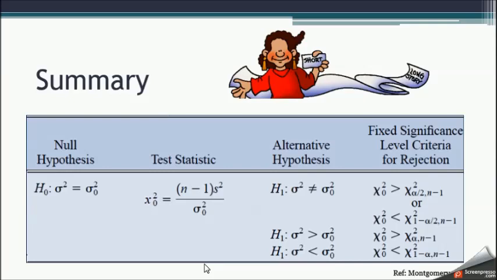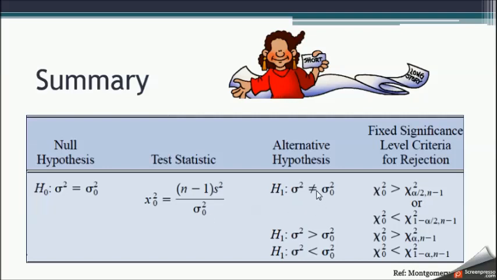So this is a quick summary about hypothesis testing for the population variance. We always have the null hypothesis as variance, or sigma square, equals a specific value. For the alternative hypothesis, we either have the two-sided test or we can have a one-sided test for larger than or a one-sided test for less than. The test statistic is always the same in all cases. We have the chi-naught square to be the degrees of freedom, n-1, multiplied by the sample variance divided by the hypothesized variance of the population.